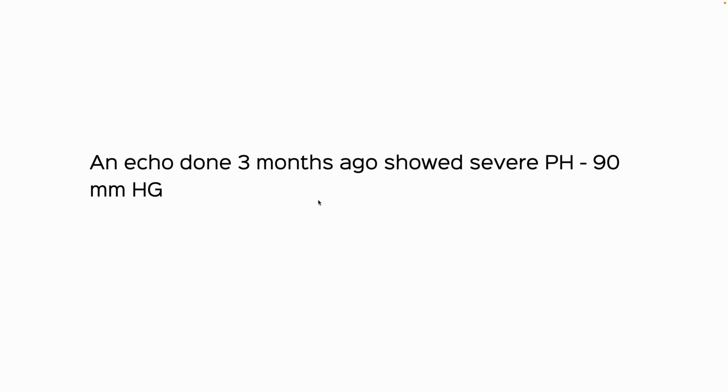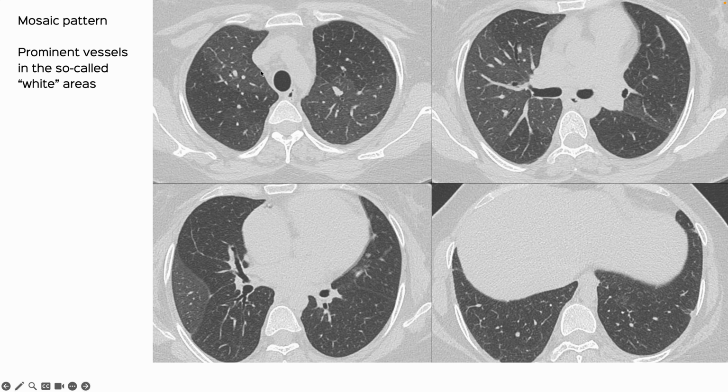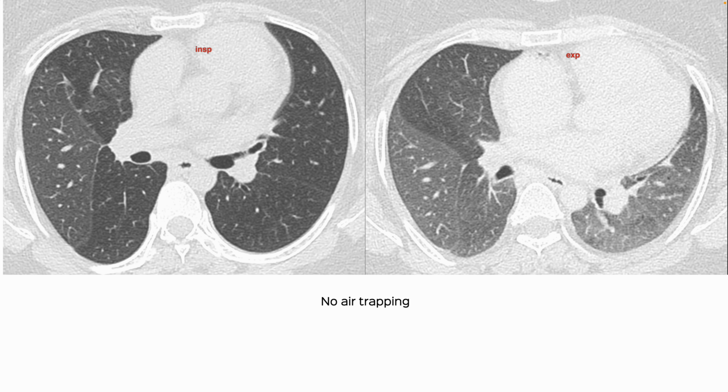Like this 37-year-old, echo done showed PH of 90, referred for CTPA. We see a mosaic pattern. The white areas show large vessels, the black areas show fewer vessels. Then obviously we have to look at the expiratory images. And the great part here is we don't see air trapping. So even the areas that are black become gray on the expiratory images. Not all of them, most of them. And that's your sign that this is mosaic perfusion, that this is not air trapping.